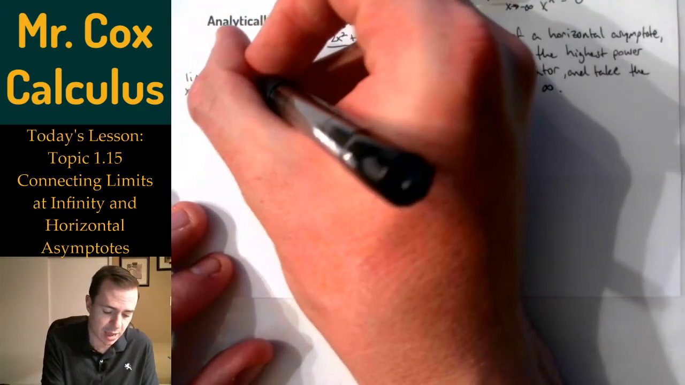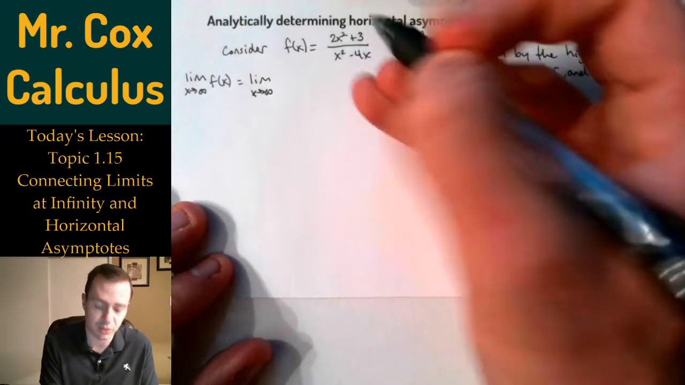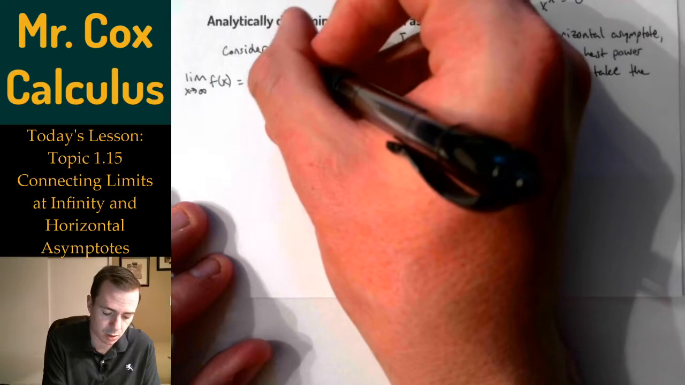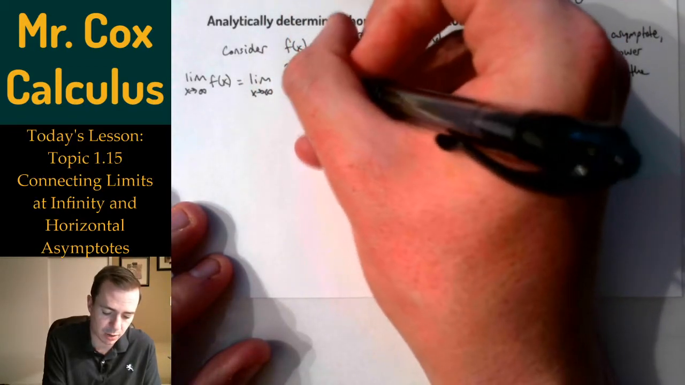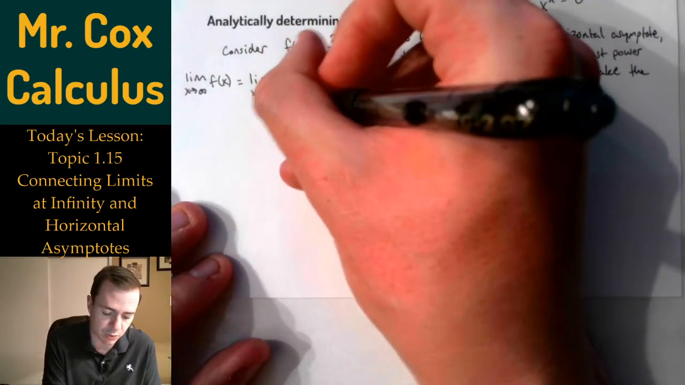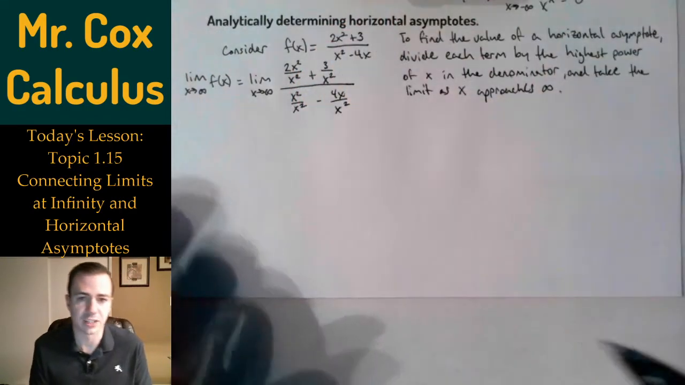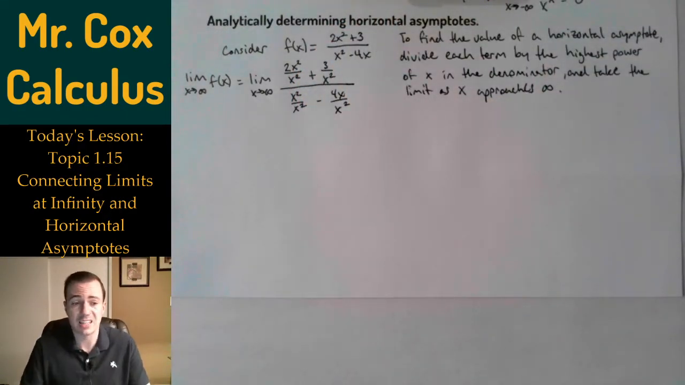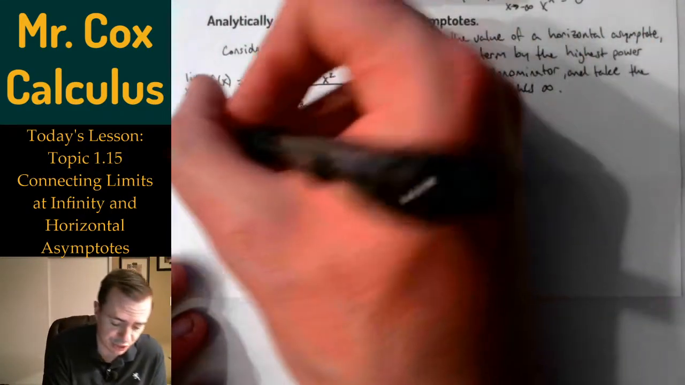And when I do that, the limit as x approaches infinity, so I have 2x squared over x squared plus 3 over x squared divided by x squared over x squared minus 4x over x squared. And you might look at that and say, there is no way that you've made that simpler on yourself. But in reality, I have, because now I can do some simplification.